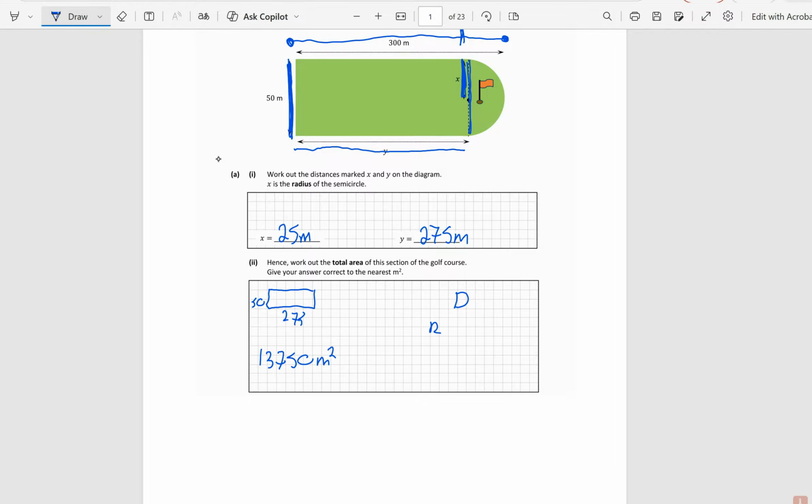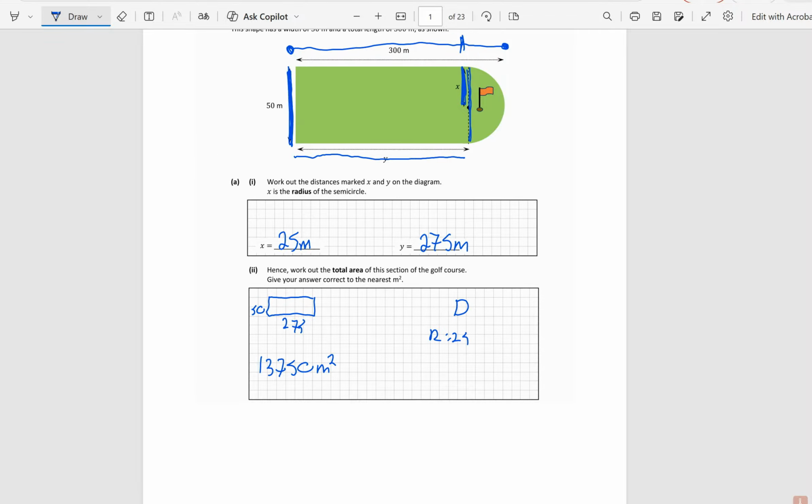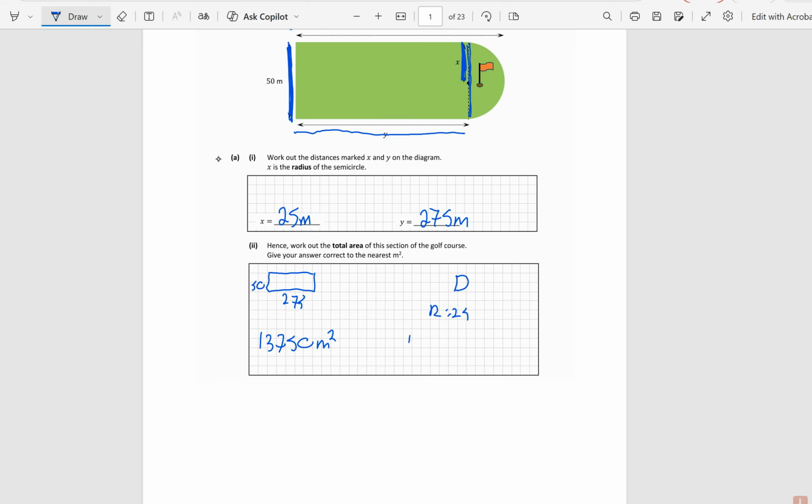We know that the radius is 25. So we're looking at a semicircle. I'm going to get the area of a full circle first, which is area equals pi r squared. Fill in your area equals pi, say 3.14, multiply by the radius squared, which is 25. And we will get 1963.49. That's for a full circle though, so we divide by 2.